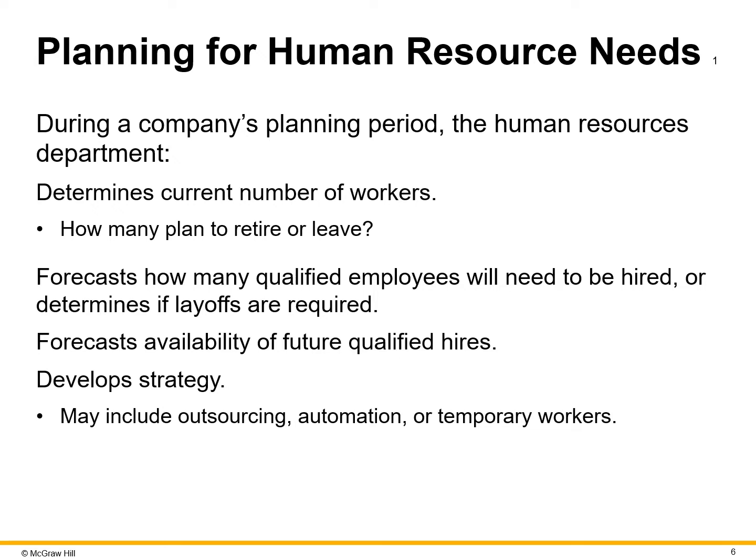After determining how many employees and what skills are needed to achieve organizational objectives, a firm must ascertain how many employees it currently has and project how many more will be retiring or leaving. Current and forecast employee requirements then enable managers to determine hiring and qualification requirements. Next, a strategy for satisfying human resources needs is developed, which may include outsourcing, automation, or the use of temporary workers.